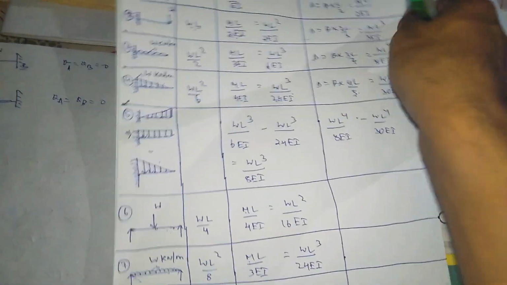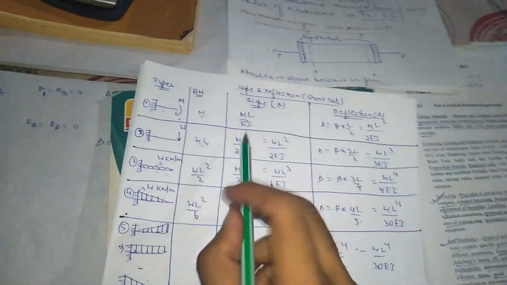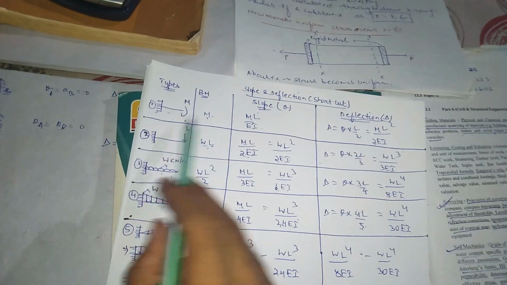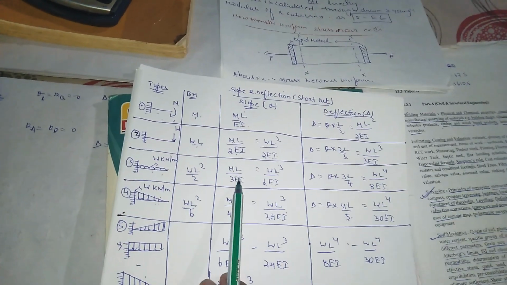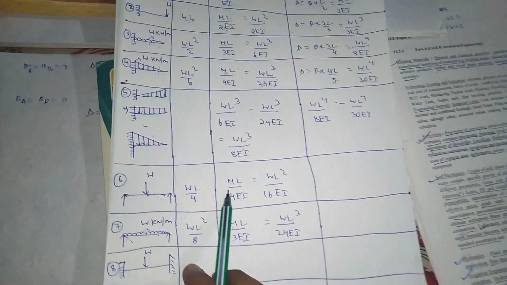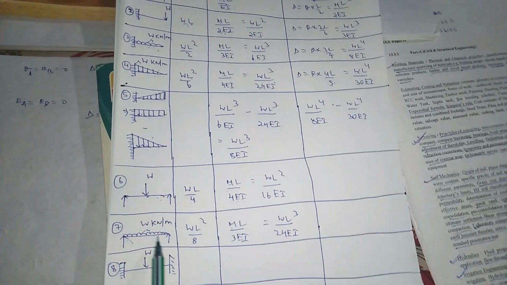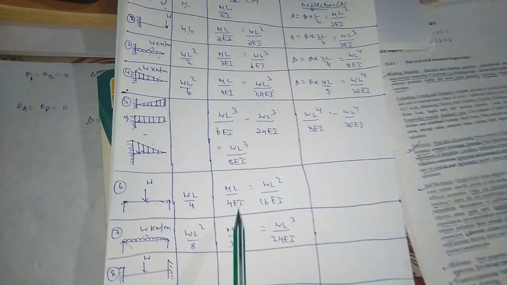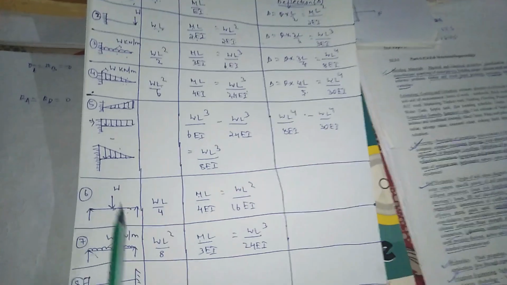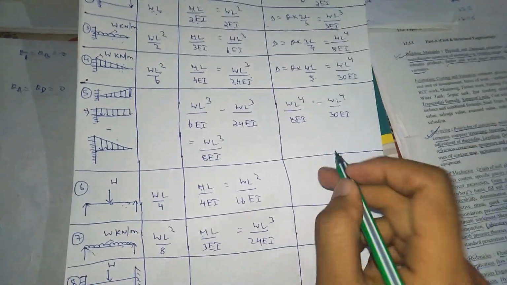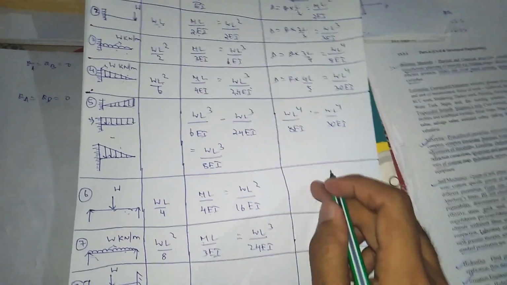Again I am discussing this thing, in case you have not understood. Here look, first case is ML by EI, second is ML by 2 EI, third is ML by 3 EI, fourth is ML by 4 EI. For fifth we have to subtract 3 minus 4. But for this sixth case, look, ML by 4 EI, seventh ML by 3 EI. Means these two values are decreasing. Again for finding the value of deflection, these deflection values have no relation, you need to remember them.